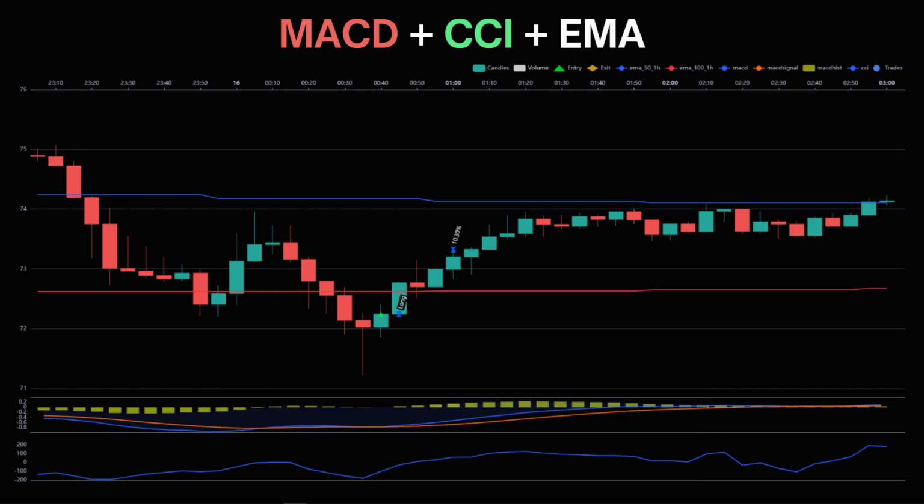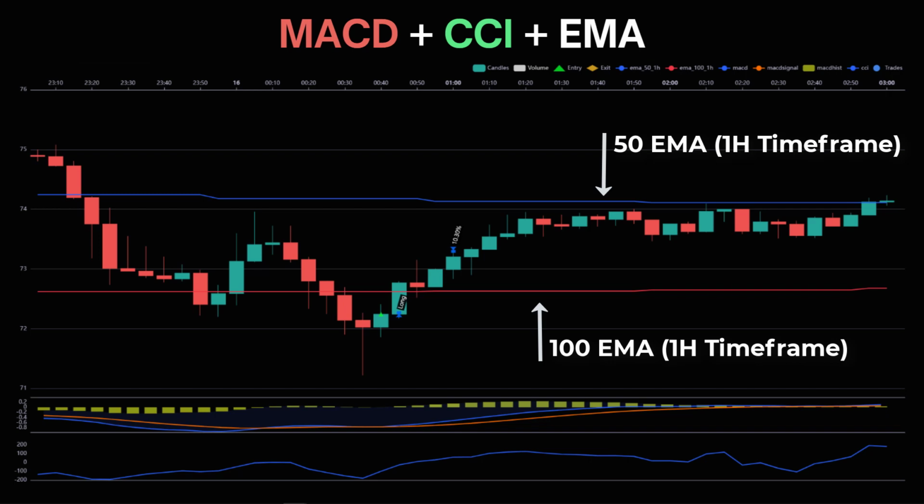Let's get started. The strategy operates on a 5-minute time frame, utilizing the 1-hour 50 EMA and 100 EMA to identify the trend. When the 1-hour 50 EMA is above the 100 EMA, we are in an uptrend and can consider long positions. Conversely, if the 50 EMA drops below 100, we avoid entering the trade.